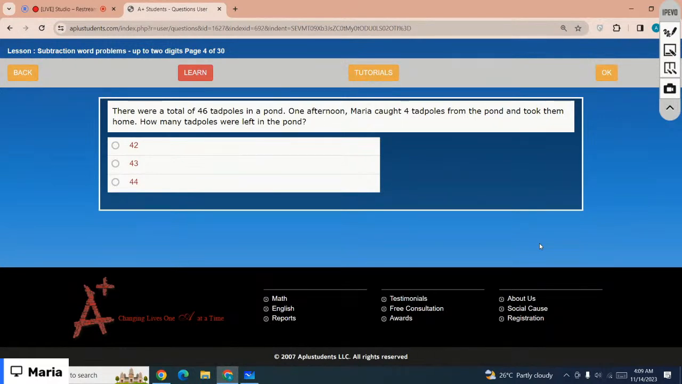The correct option is 46 minus 4, right? Because the total were 46. So, you have to do 46 minus 4. So, start with 46, count back 4. So, you end up on, very good, that is 42. So, 46 minus 4 is 42. The correct option is 42.